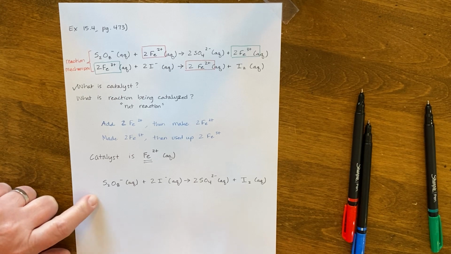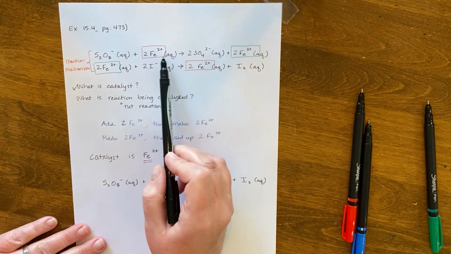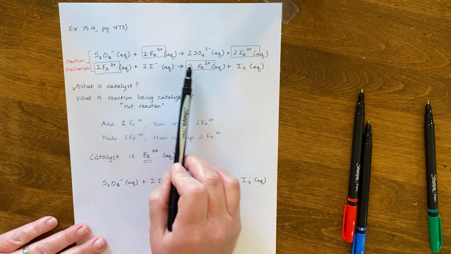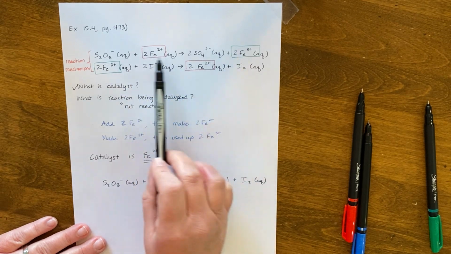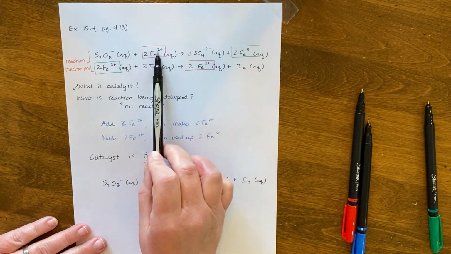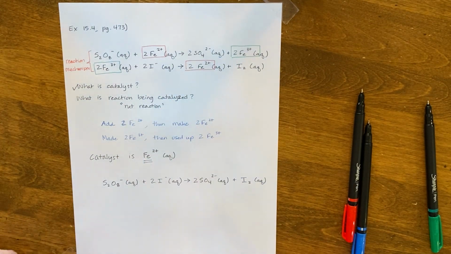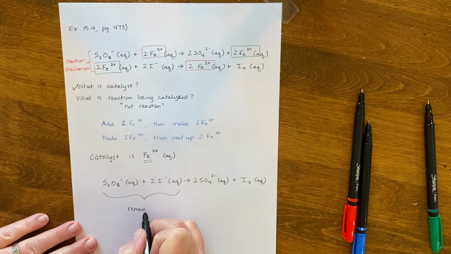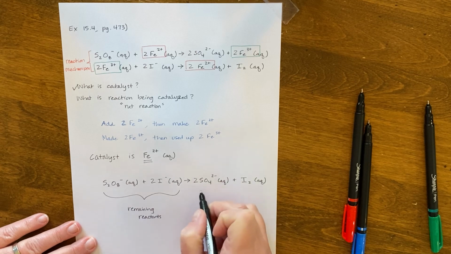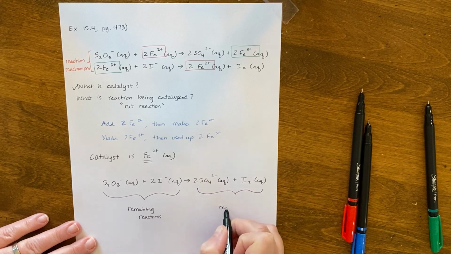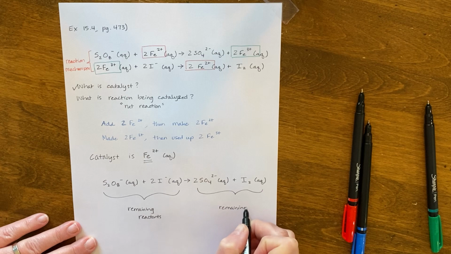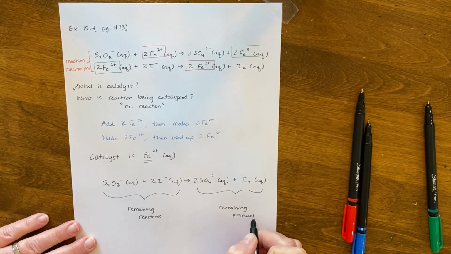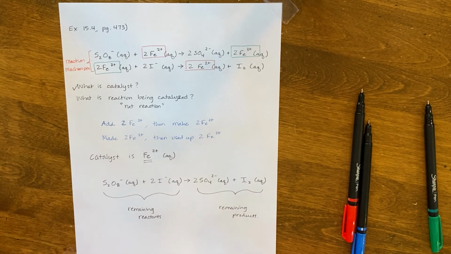Okay? So to figure out what reaction's being catalyzed, I just omit the molecules or the ions or the atoms that are canceling each other out. They're on both sides, a product and a reactant. And then these are all my remaining reactants. And these are my remaining products. So I hope that makes sense.